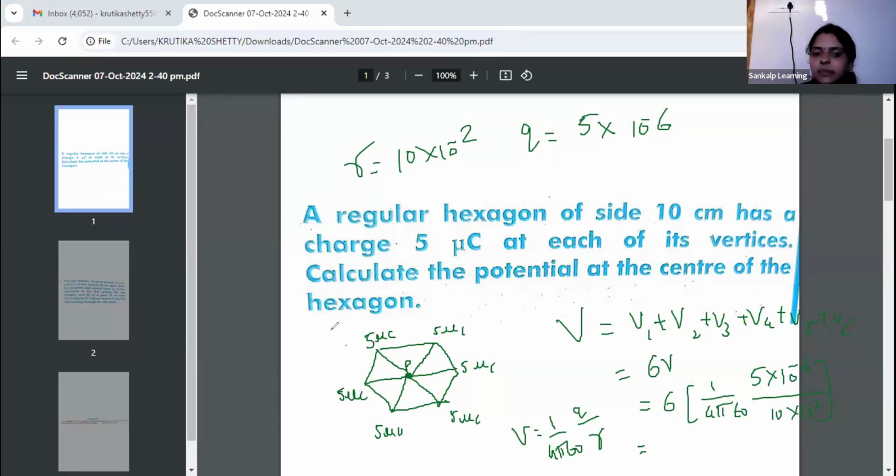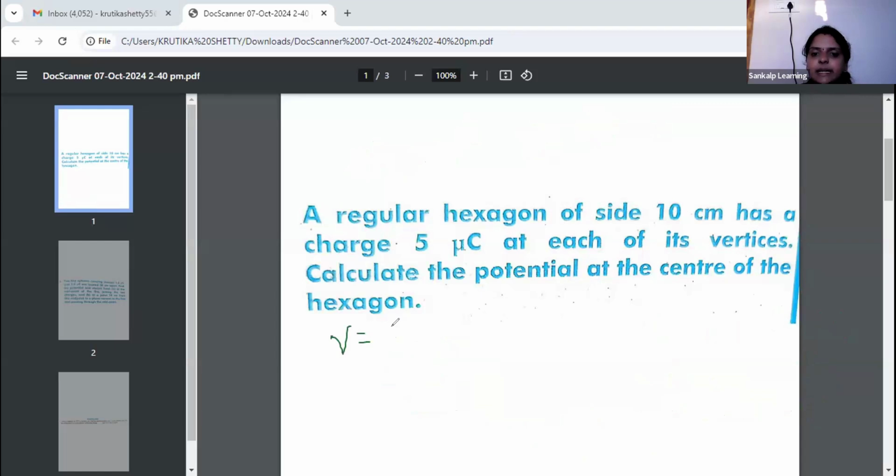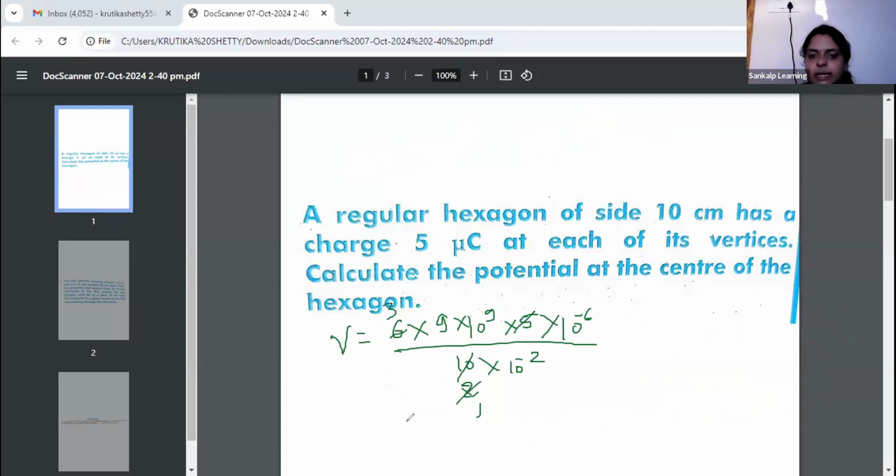So just substitute that. The potential at the center of the hexagon is given by 6 into 9 into 10⁹ into 5 into 10⁻⁶ upon 10 into 10⁻². So 5 ones are 5, 2 ones are 2, 3 twos are 6, and 27. Now for the power, we have 10 to the power 9, -6, and -2 in the denominator becomes +2 in the numerator. So simplify: 27 into 10, 9 plus 2 will be 11, 11 minus 6 will be 5. So 10⁵. The unit will be potential, volt.